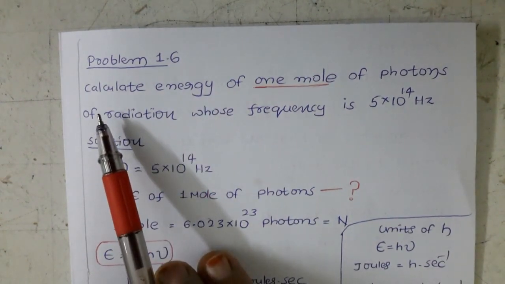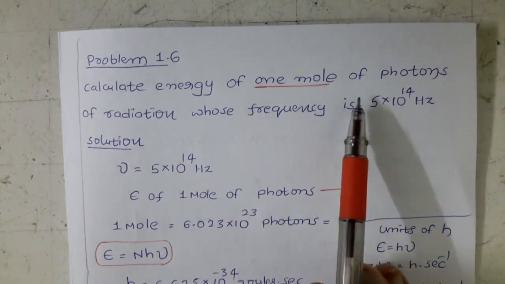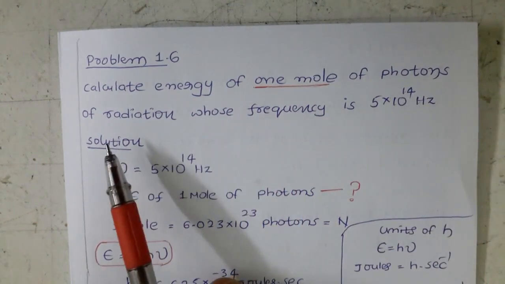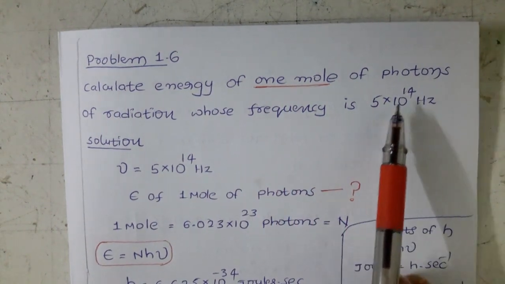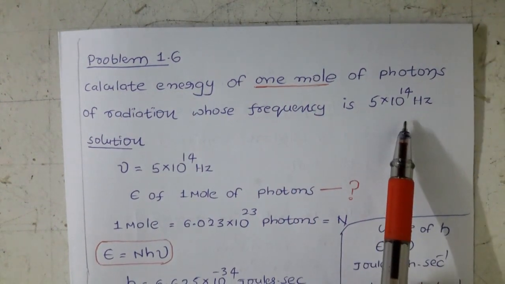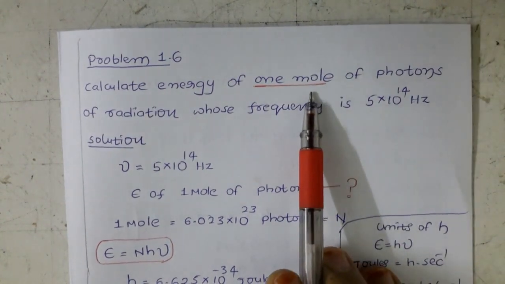What is the given question? Calculate the energy of 1 mole of photons of radiation whose frequency is 5 into 10 to the power of 14 hertz. So they have given the frequency, and they want us to calculate what?